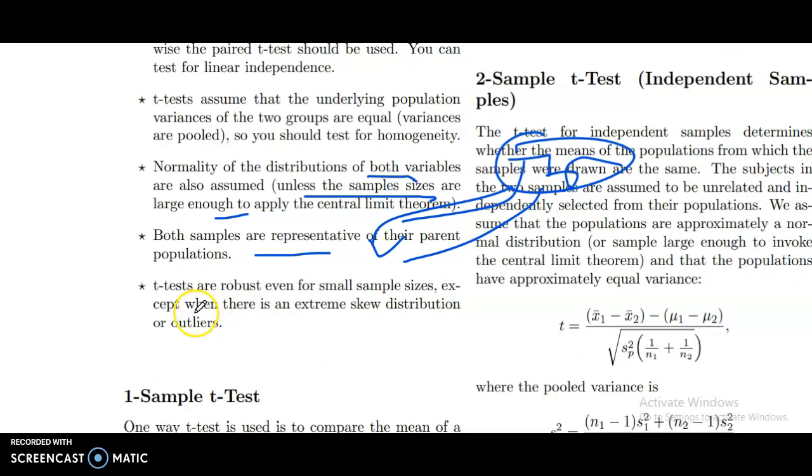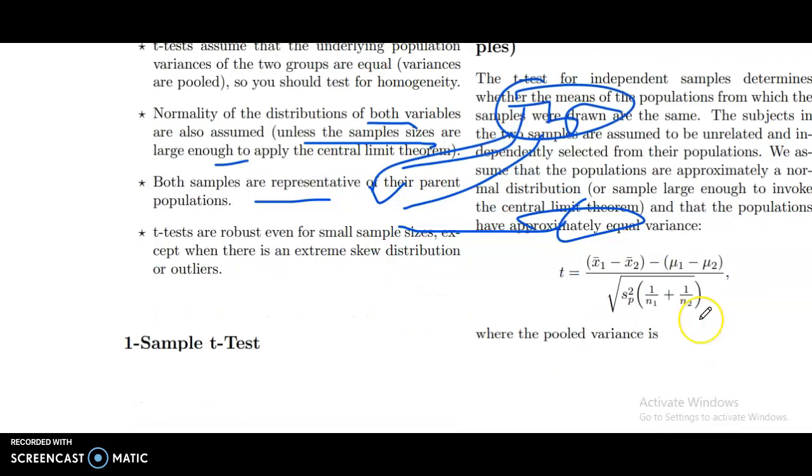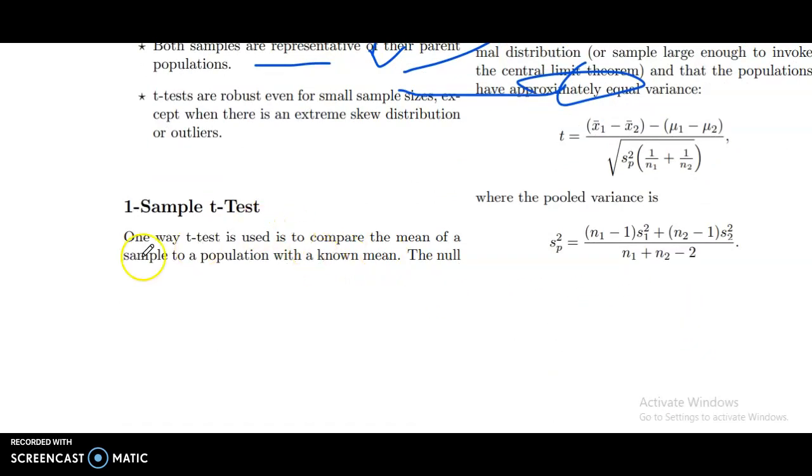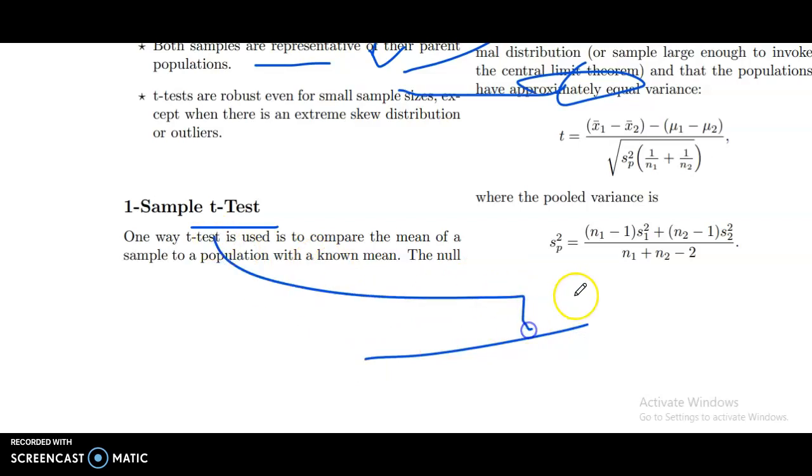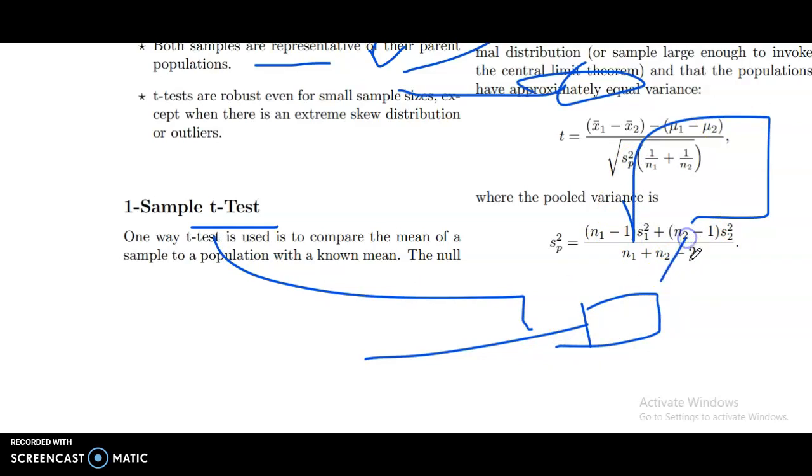The t-test is robust even for small sample sizes, except when there is an extreme skewed distribution or outliers. The one-sample t-test is used to compare the mean of a sample population with a known mean.